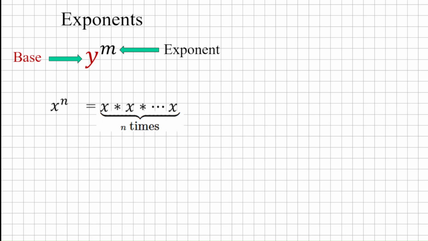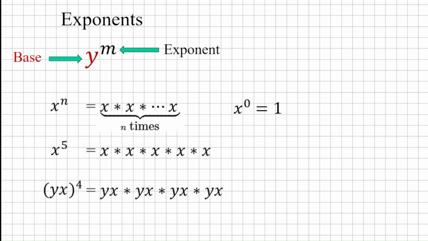The exponent represents the number of times the base is multiplied by itself. For example, in y raised to the power of m, y is the base, and m is the exponent. X raised to the power of n means multiplying x by itself n times. However, as a mathematical fact, any number to the power of 0 is 1. X raised to the power of 5 means multiplying x by itself 5 times. Xy raised to the power of 4 means multiplying xy by itself 4 times.